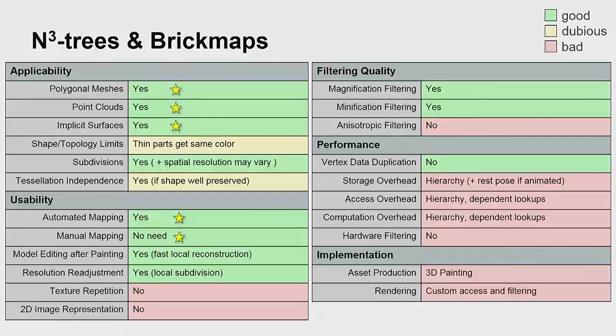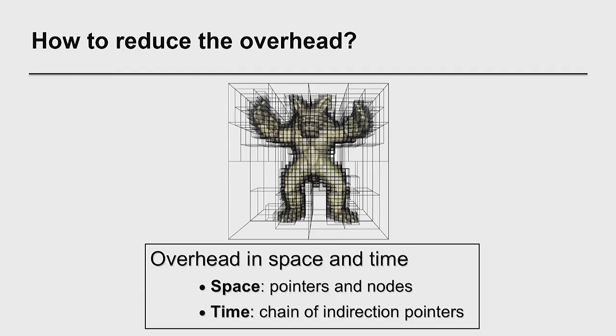It's just that you're paying the cost of some performance overhead. And in asset production and rendering, you're going to have to do some work as well. You can't rely on 2D painting tools. You have to do all your painting in 3D, and you need to have your custom shaders. So a lot of the problems in terms of performance comes from the fact that we have this hierarchical structure, and we will need to go through multiple levels of the hierarchy to access our color data. The question is, can we do better?